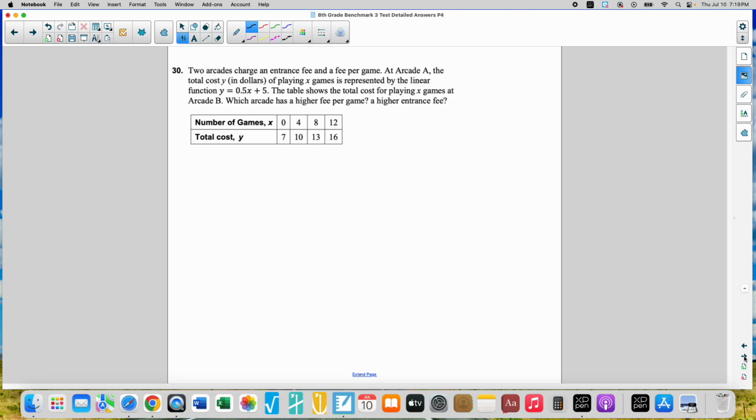Number 30. 2 arcades charge an entrance fee and a fee per game. At Arcade A, the total cost, Y, in dollars of playing X games is represented by the linear function Y equals 0.5x plus 5. This is my entrance fee, and this is per game. So it costs $5 to get in, and every game is 50 cents. For this one, it costs $7, because when you play 0 games, you have an entrance fee.